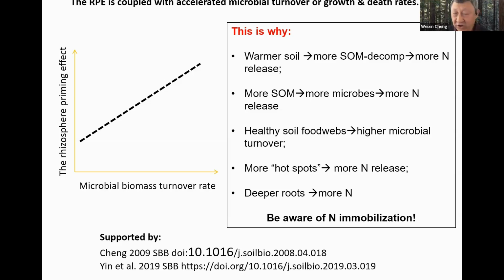Thirdly, when we have healthy soil, we also have healthy food web interaction, including all the necessary soil animals or soil fauna in the soil system. They tend to speed up the microbial growth and death rate, or turnover rate. Therefore, you may also have more nitrogen release in that system.